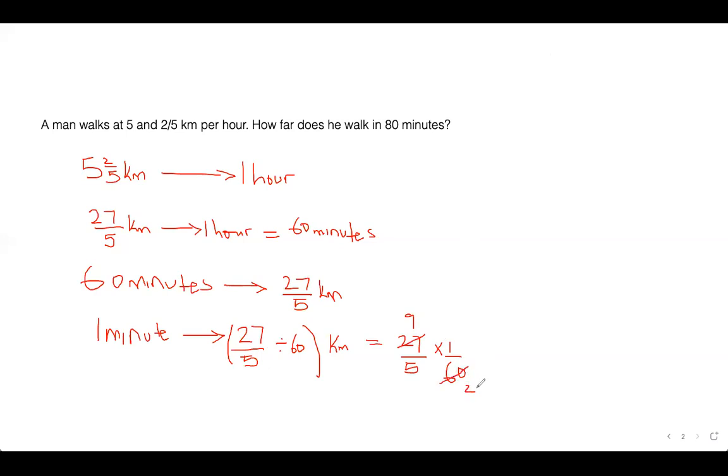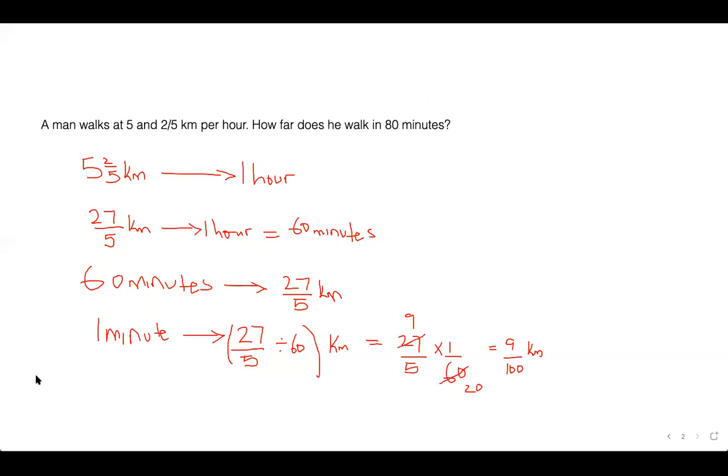So for me, I multiplied 5 times 20 and I got 100 and I left it as 9 out of 100. Then I said, to find the distance walked in 80 minutes, it will be 9 out of 100 kilometers times 80.